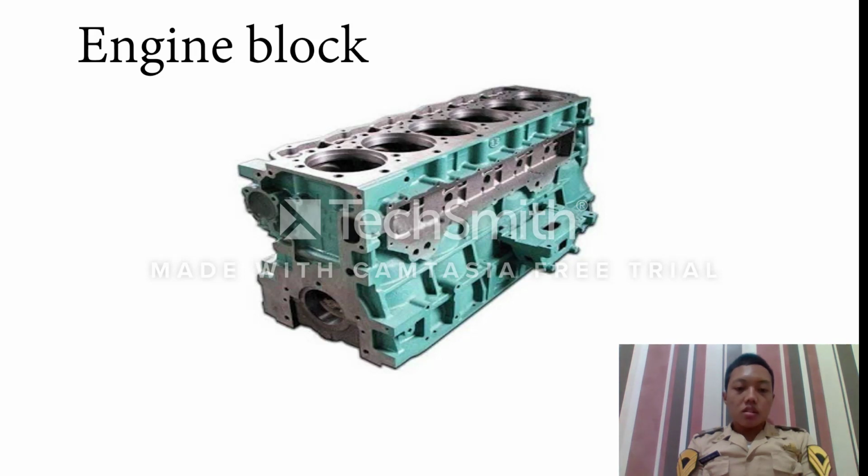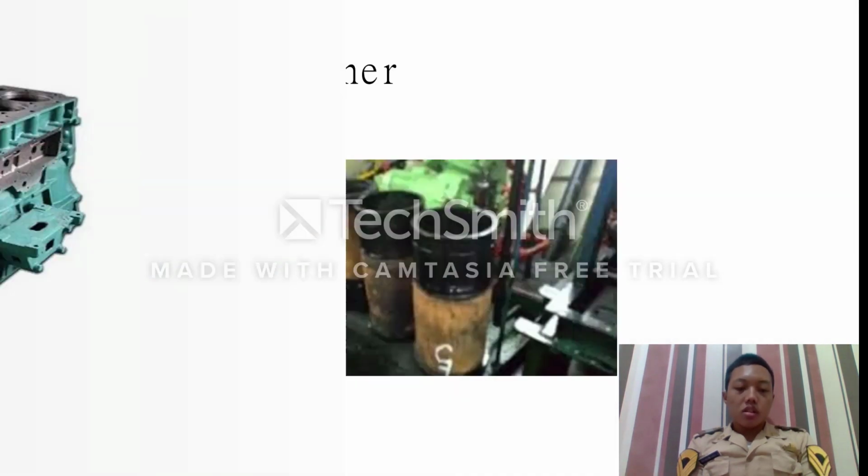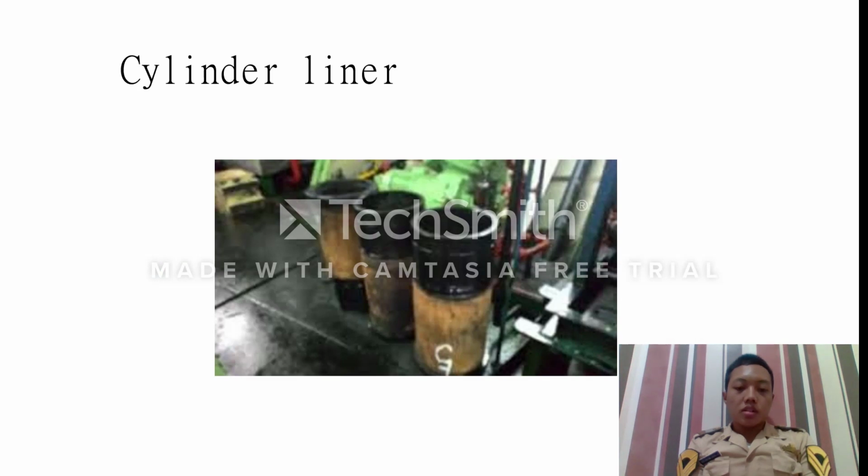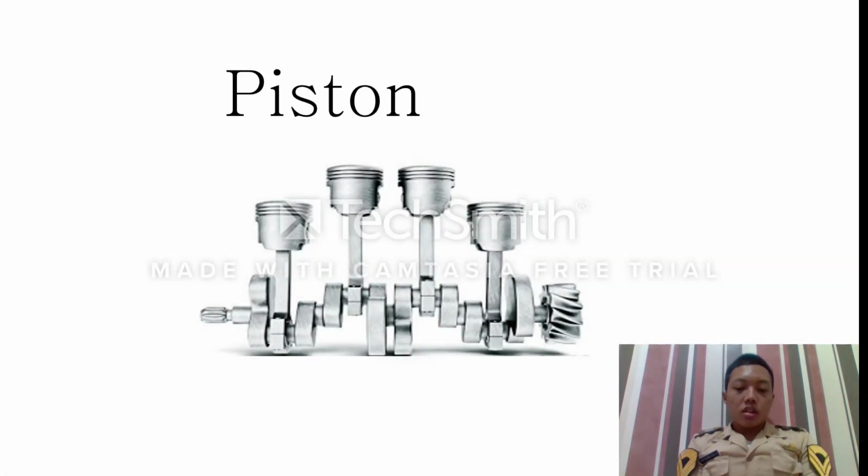Under the cylinder head, there is an engine block. Engine block is a main housing of engine and supports other main parts. Inside of engine block, there is a cylinder liner. Cylinder liner is a main housing of piston. And then there is a piston.